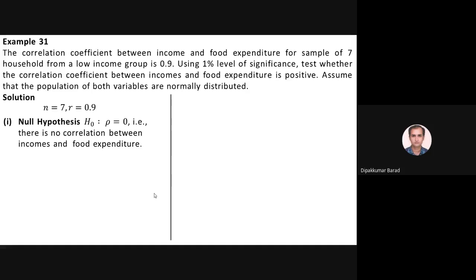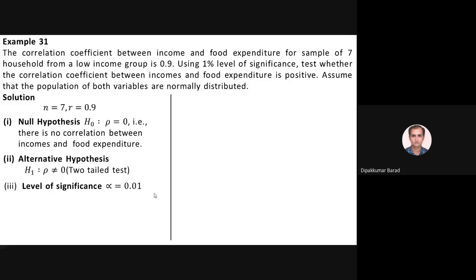So first of all, we consider the null hypothesis: rho is equal to 0. There is no correlation between income and food expenditure. This is our null hypothesis. Alternative hypothesis: rho not equal to 0, so there is a correlation between income and food expenditure. Level of significance is 1%, so 0.01.